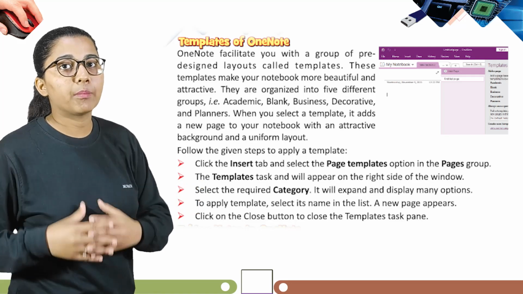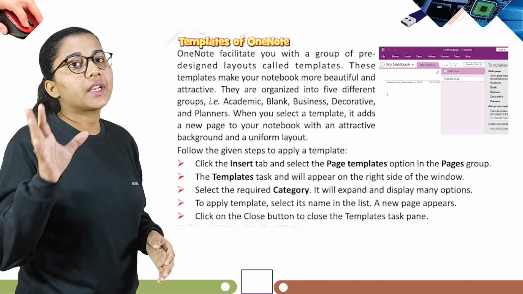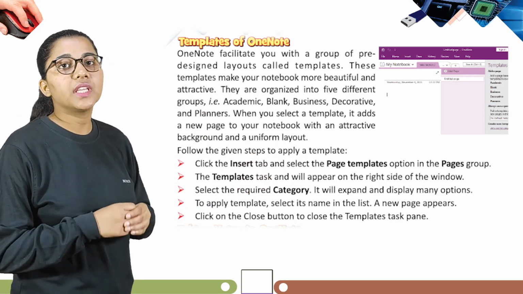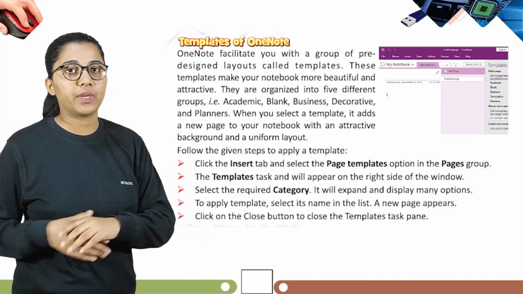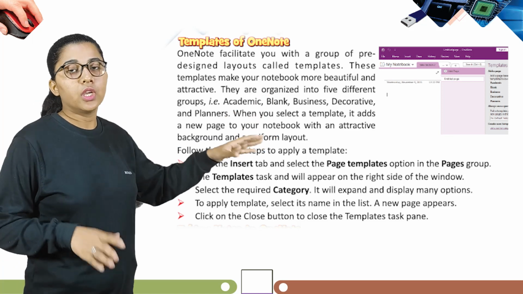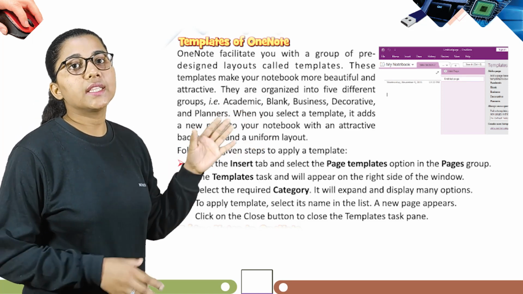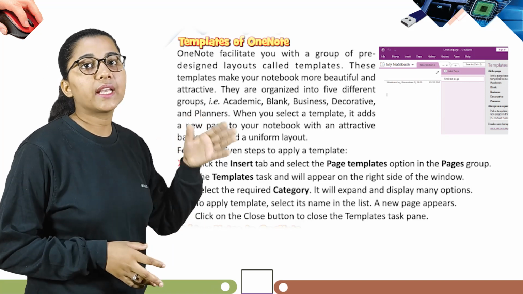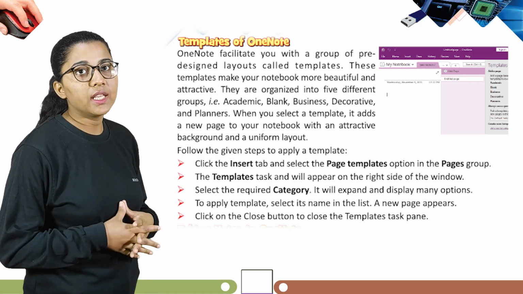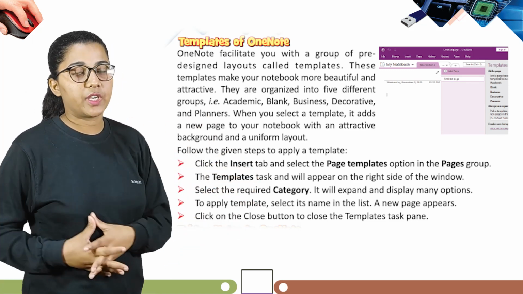When you select a template, it adds a new page to your notebook with an attractive background and a uniform layout. Follow the given steps to apply a template. So students, if you want to apply templates in OneNote, you have to follow these steps. So first we have to click the Insert tab and select the page templates option in the page group. Then the templates task pane will appear on the right side of the window.